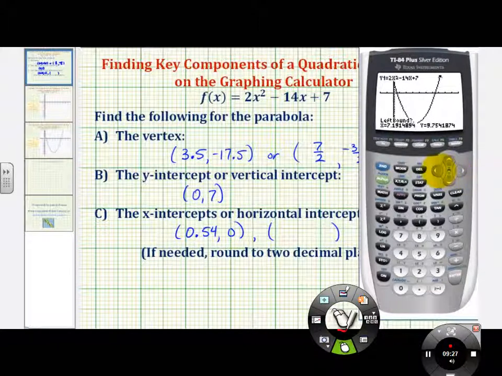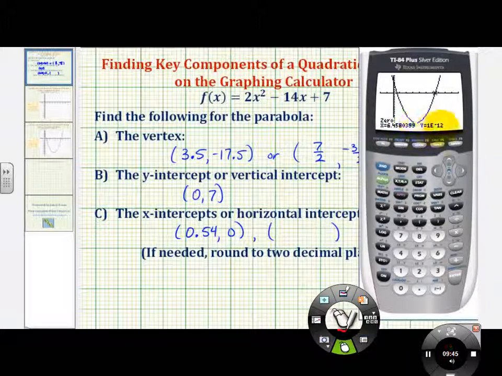I went a little bit too far. Let me come back. Now the cursor is to the left of this x-intercept, so we'll press enter. To the right in this case should be above this x-intercept. Maybe somewhere in here. Enter. And then enter one more time.